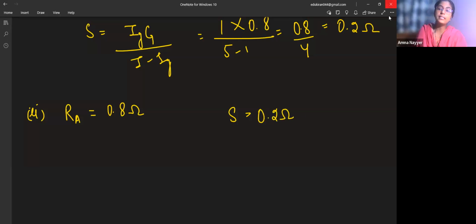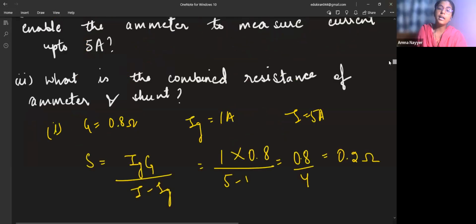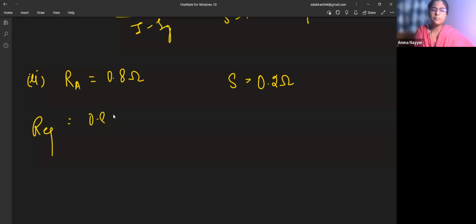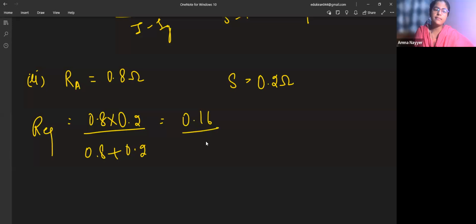So now it is saying combined resistance of ammeter and shunt. It means the resistance of the galvanometer which is connected and the parallel connection of the shunt. So how do we find the R equivalent? 1 by R1 plus 1 by R2. So this becomes 0.8 into 0.2 divided by 0.8 plus 0.2. That is 0.16 divided by 1, so that becomes 0.16 ohms. This is it.